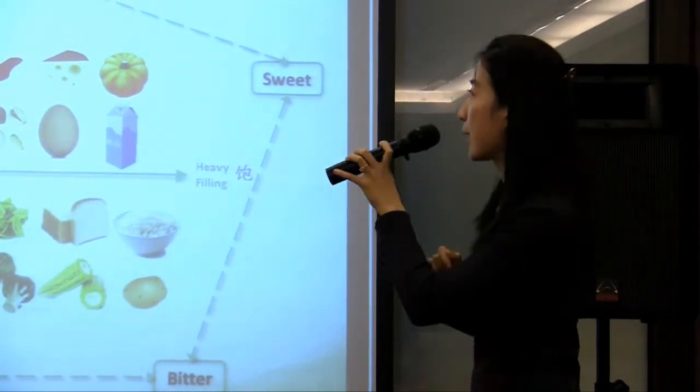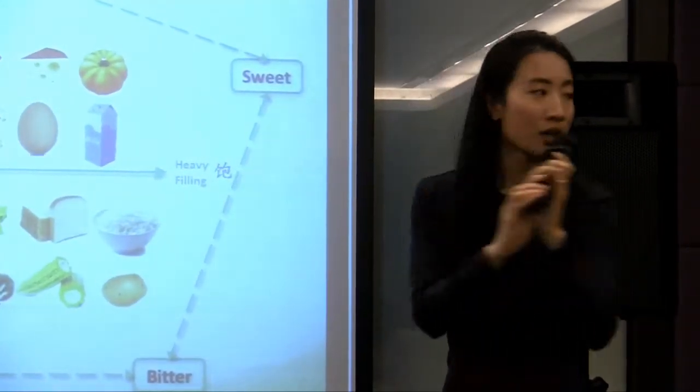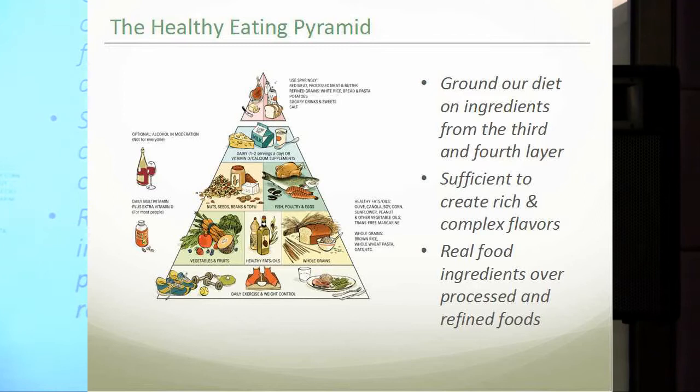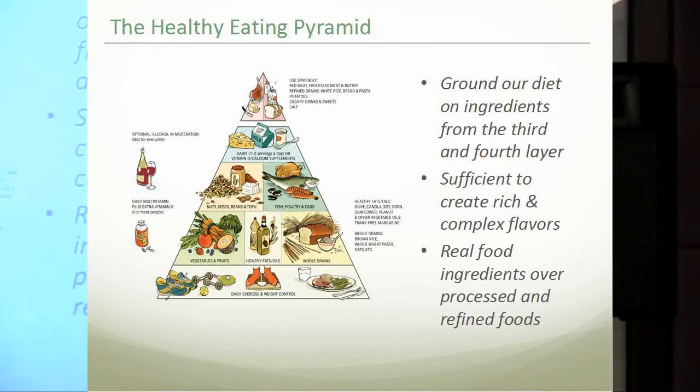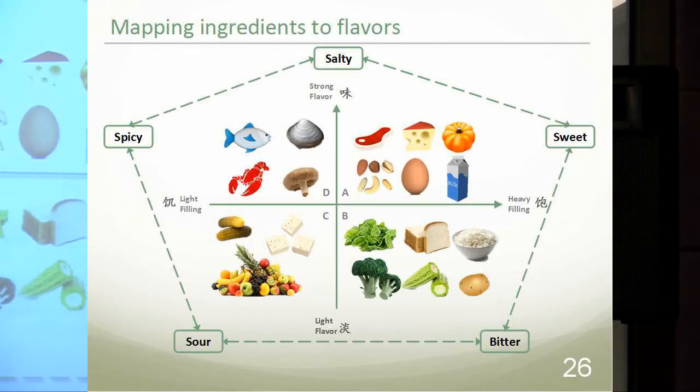So what is the healthy perspective? I didn't study nutrition myself, so let's go to the authority. This is the healthy eating pyramid issued by the Harvard Institute of Nutrition. The message from this nutrition pyramid is really that you have to ground your diet on foods from the third and fourth level. From the third level, you have nuts, seeds, beans, and tofu, and you have fish, poultry, and eggs. And from the fourth level, you have vegetables and fruits, and whole grains. And if you go back to the previous slide, foods from the fourth and third level really make up most of the ingredients there.